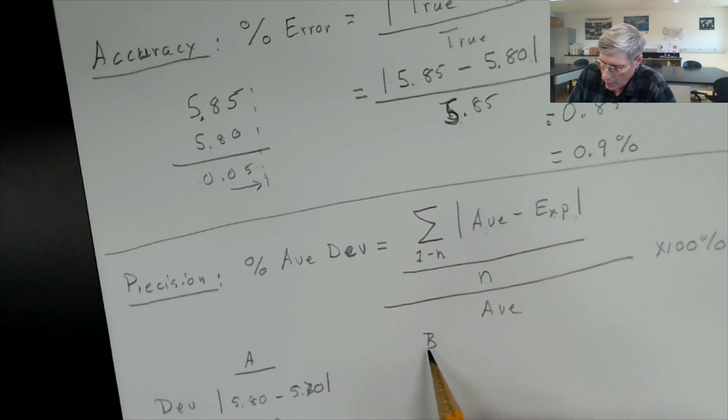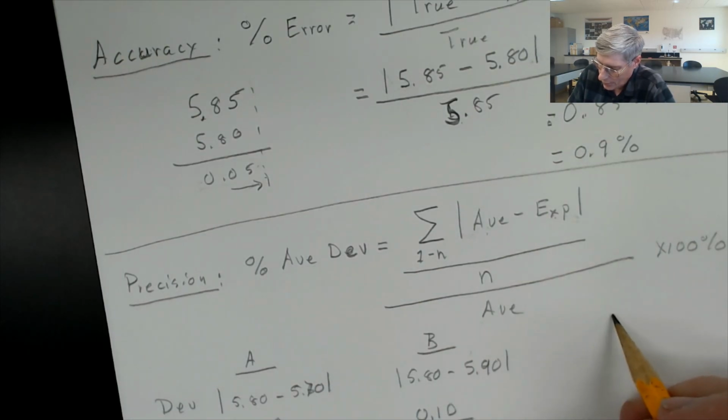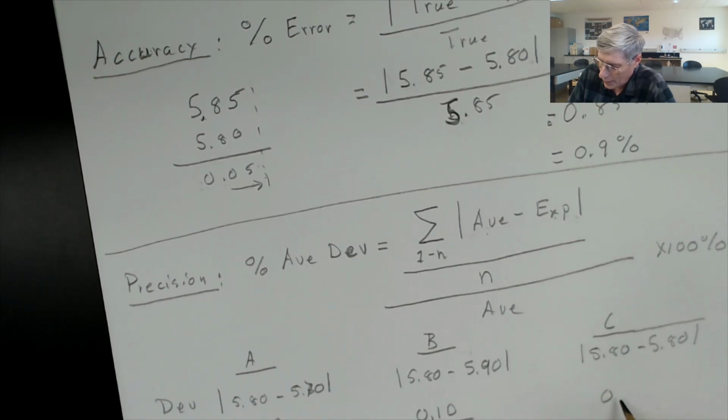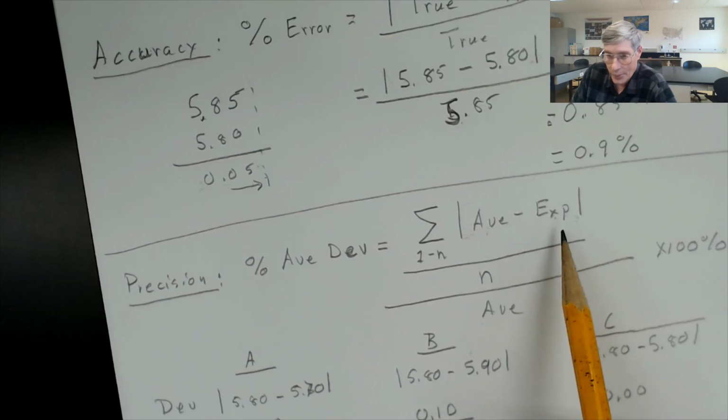If we do the same calculation for B, we have 5.80 minus 5.90. This comes out negative, but remember absolute values will make it positive, so this one also came out 0.10 for its deviation. And lastly, for C, we had an absolute value of 5.80 minus 5.80, and that came out to a deviation of 0.00. Okay, that was the calculation inside of the absolute values.